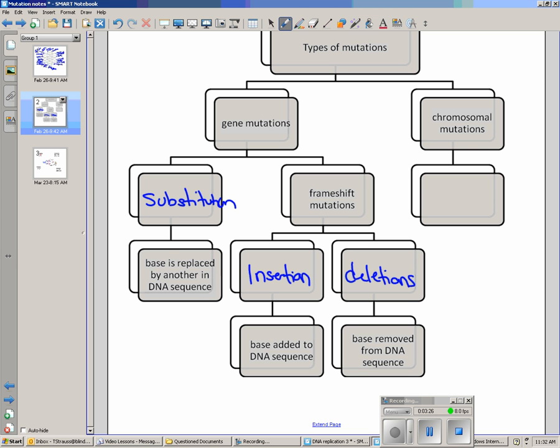And because you have a base that's either added or removed, it's going to change the sequence that the DNA is read in. So it's going to change the actual codons in the RNA or in the DNA replication. Now, chromosomal mutations, we've talked about these before, and that includes non-disjunction. So when the chromosomes stay together.